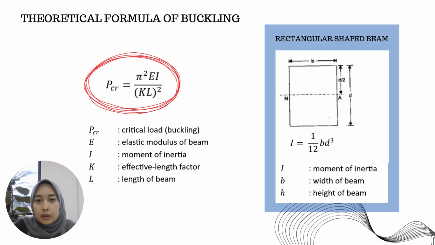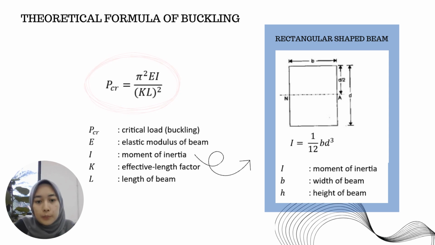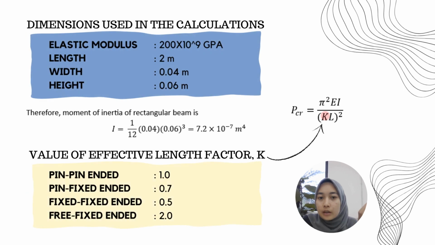We use the formula to calculate buckling theoretically, which is critical load equals pi squared times EI over the square of KL, while I, the moment of inertia of the beam, can be calculated by 1/12 times b times d cubed. These are the dimensions used in the program and calculation, and the value of the moment of inertia, which is calculated theoretically using these dimensions, becomes 7.2 times 10 to the power of negative 7.